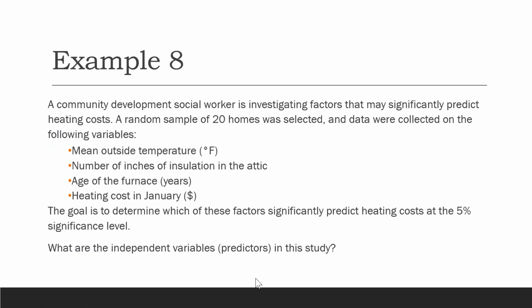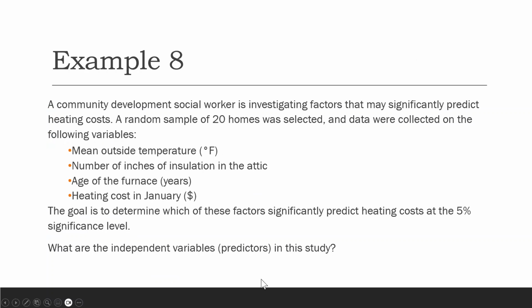It says a community development social worker is investigating factors that may significantly predict heating costs. A random sample of 20 homes was selected and data were collected on the following variables: mean outside temperature, which is measured in degrees Fahrenheit, number of inches of insulation in the attic, age of the furnace, that's given in years, and heating cost in the month of January, that's given in dollars. The goal is to determine which of these factors significantly predict heating costs at the 5% significance level.